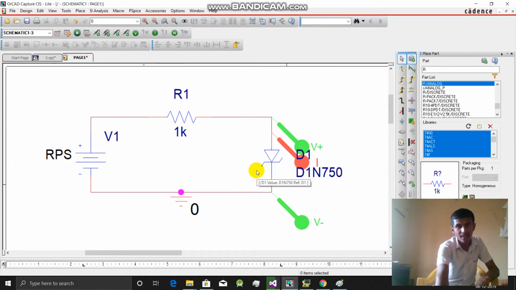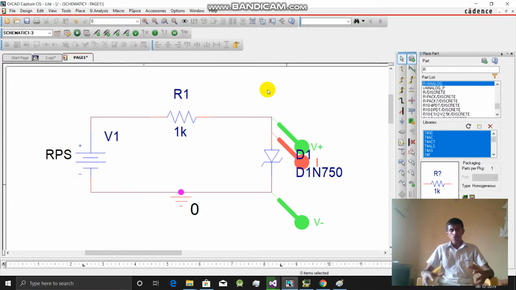Forward bias means this is negative and this is positive. The positive has to be connected to the positive side and the negative to the negative side. This is now forward biased. In forward bias, we need to measure the voltage across the Zener diode and the current through it. So I am connecting one voltmeter across the Zener diode and one ammeter in series to measure the current flowing through it.